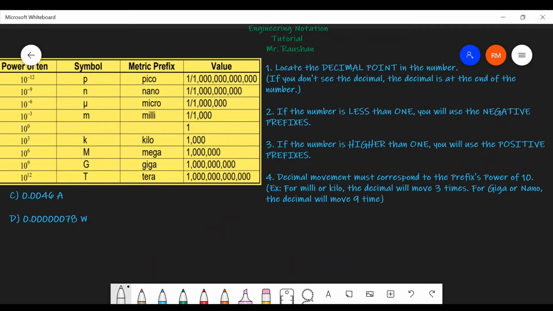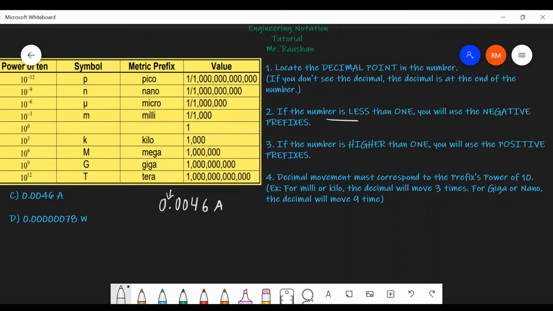Let's just see first. Again, we'll look at the first rule: locate the decimal point in the number. 0.0046 amps. Where is the decimal point in this number? Can you see it? If you can see it, it's right where you see it. We will start our conversion process at this decimal point. Is the number higher than 1 or less than 1? The number is clearly less than 1. It's a decimal number.